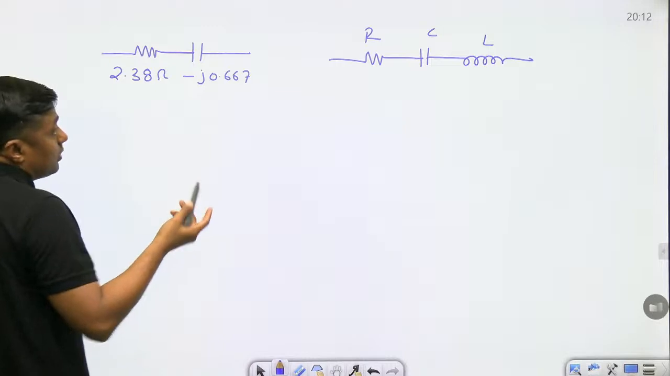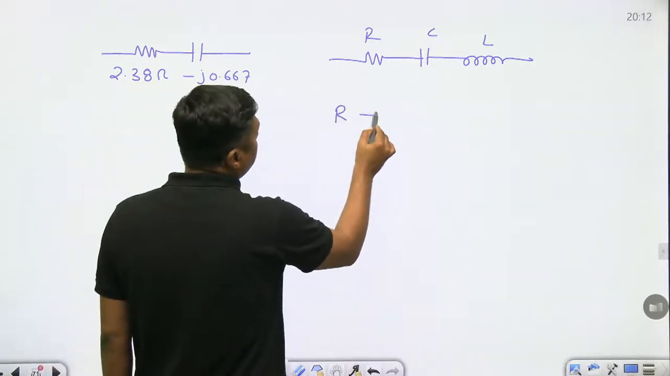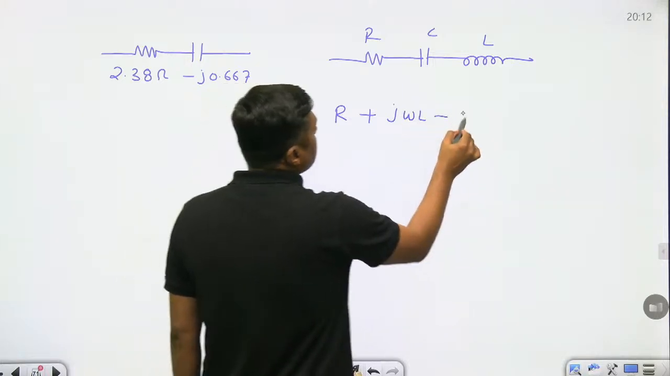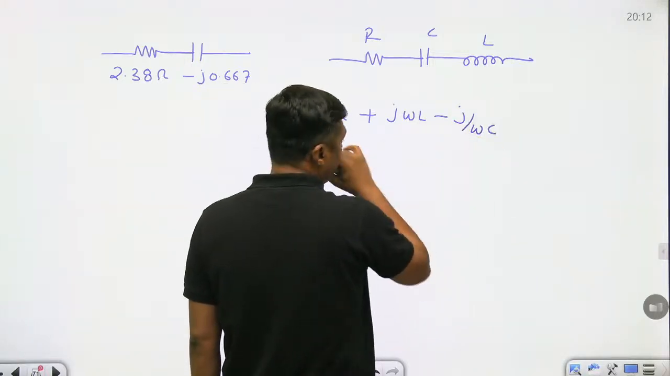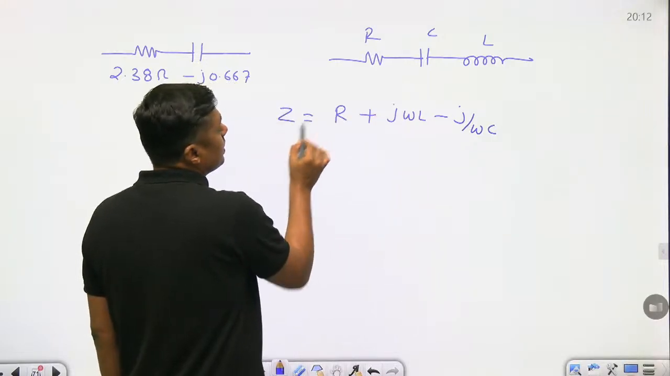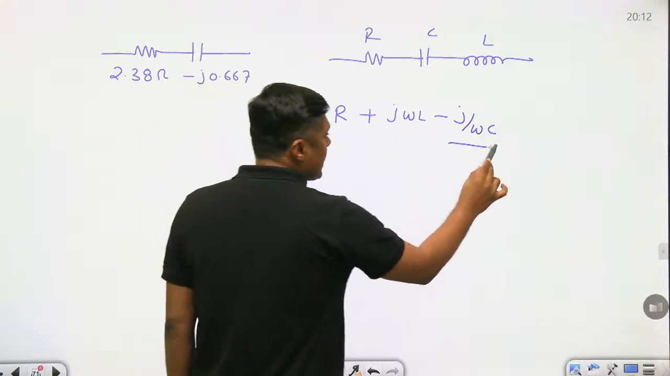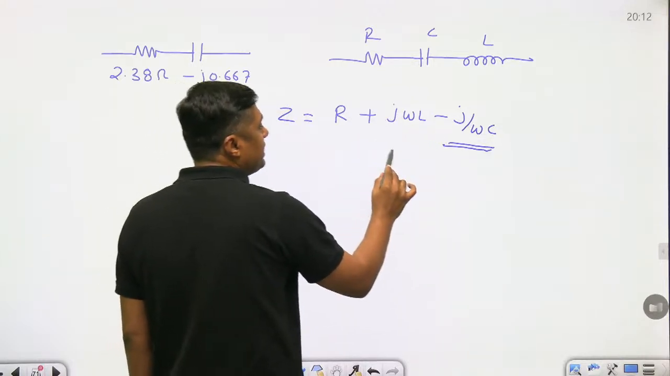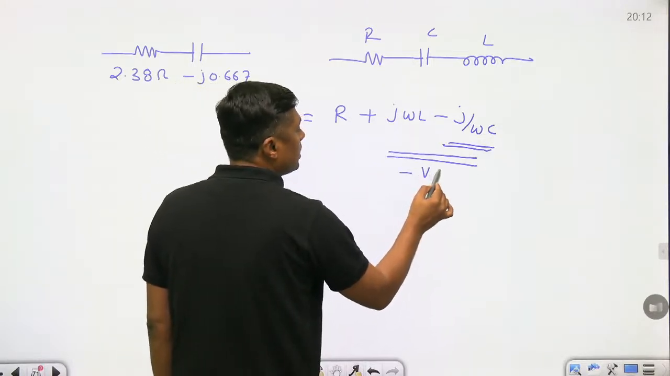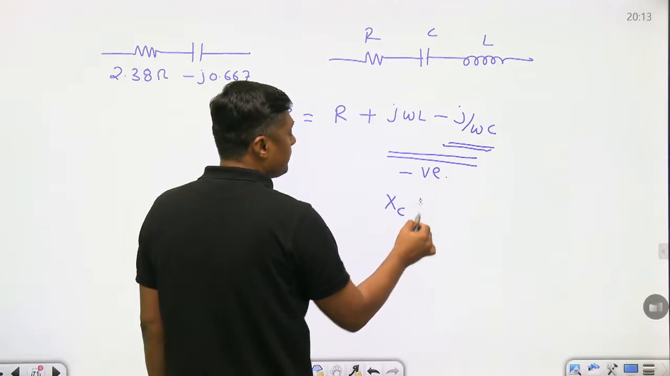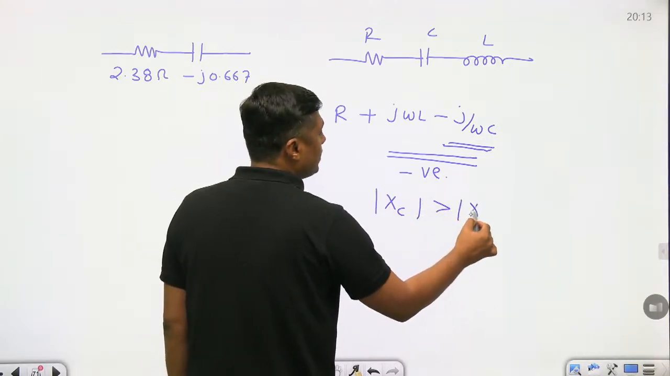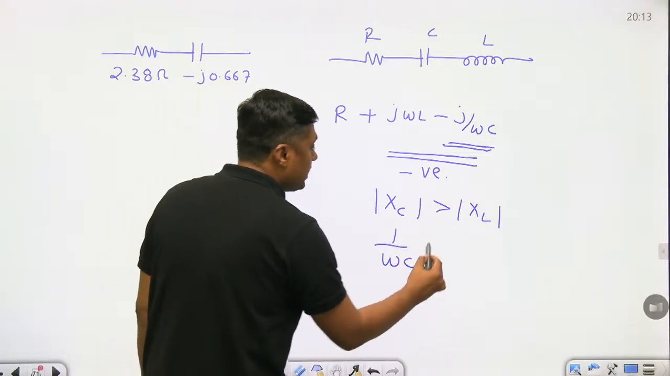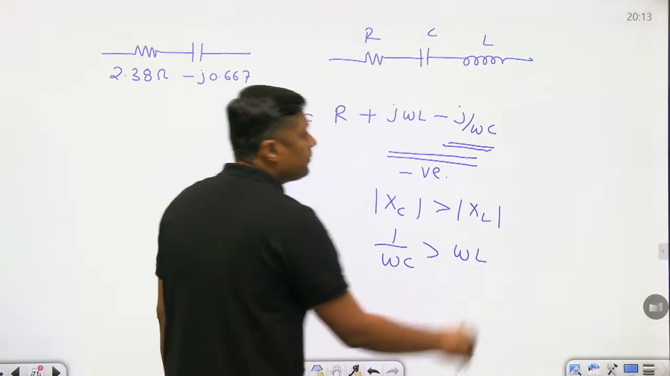Or what is this? R plus what? j omega L minus j by omega C. That is also the impedance. Now in that case, this capacitive impedance should be greater than j omega L. Then this term will become negative. Means magnitude of XC should be greater than magnitude of XL. Right? 1 by omega C should be greater than omega L.